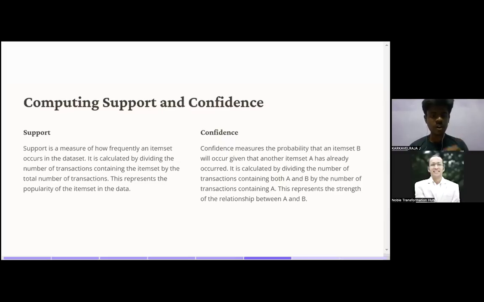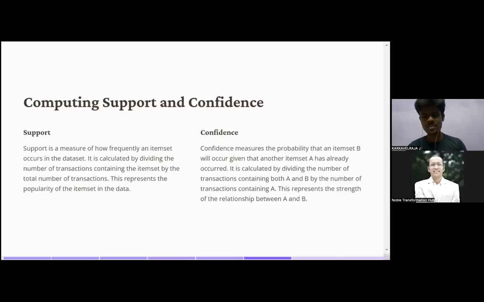Support is a measure of how frequently an item set occurs in the data set. It is calculated by dividing the number of transactions containing the item set by the total number of transactions. This represents the popularity of the item set in the data. Putting it simply, if we have 10 transactions and in all transactions milk is present, then what is the support of it? 100%. Simple: how many times the item occurs divided by the total number of transactions. That is what is called support.